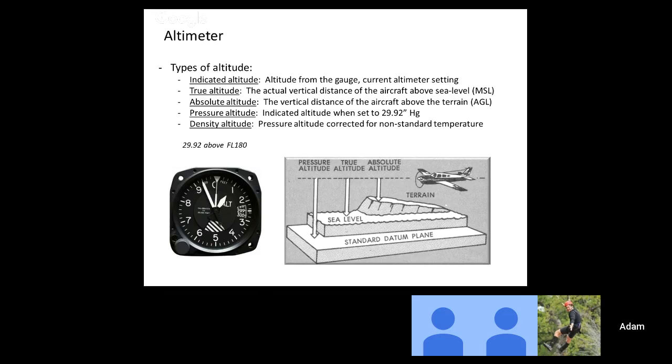Absolute altitude is the vertical distance of the aircraft above the terrain. Again, another acronym, AGL.